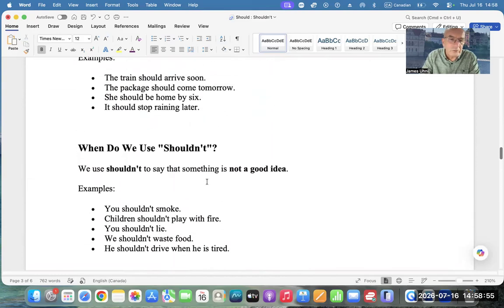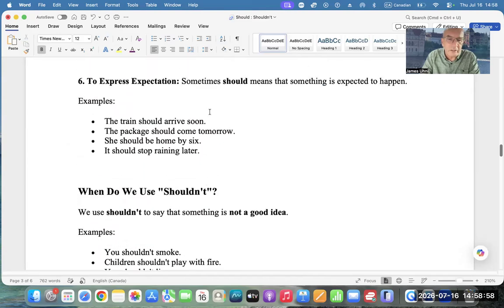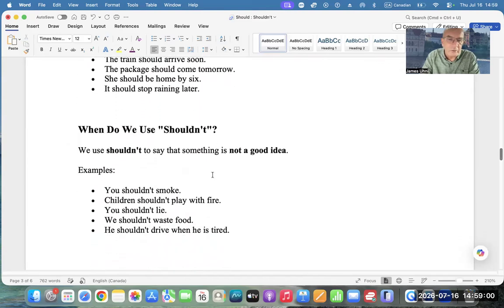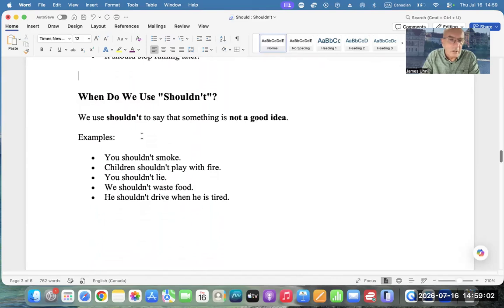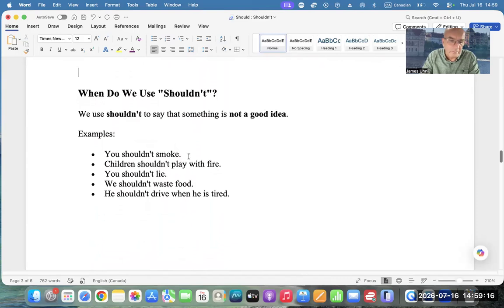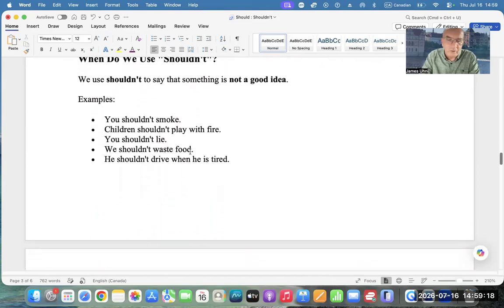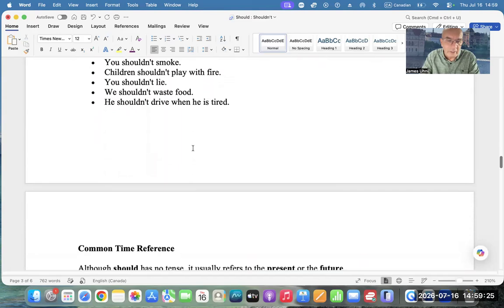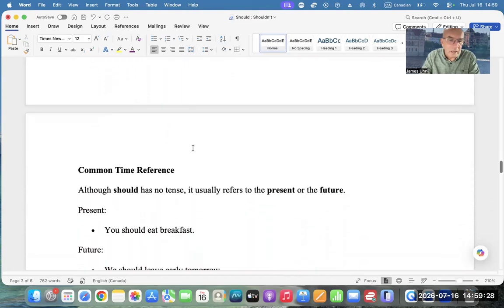When do we use shouldn't? We use shouldn't to say that something is not a good idea. You shouldn't smoke. You shouldn't cross the road on red light. We shouldn't waste food. We shouldn't hurt anybody.